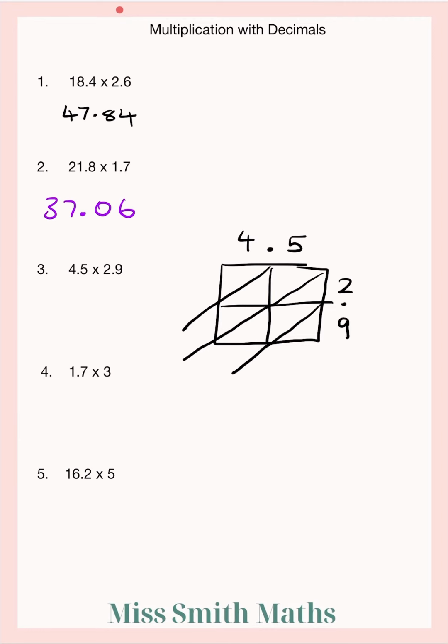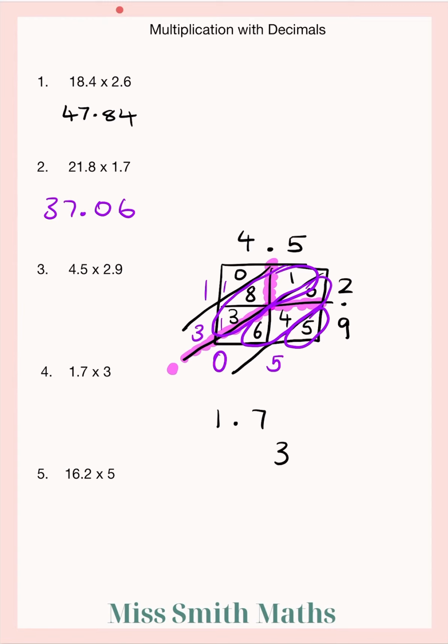Now, it's up to you whether at this point you want to work out where your decimal goes or you want to do it after. I'm going to do it now. So I'm looking at where do those decimals meet, and then I need to follow it down that diagonal. So my decimal point would be here. 5 times 2 is 10. 4 times 2 is 8. 5 times 9 is 45. And 4 times 9 is 36. Now adding up those diagonals, we've got 5, 10, and 13. 13.05.